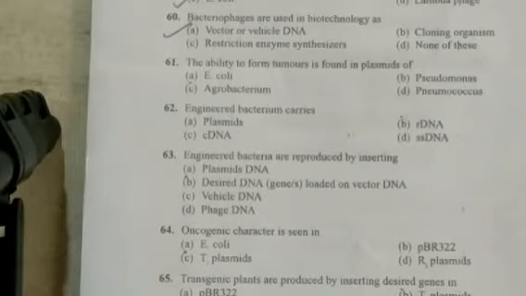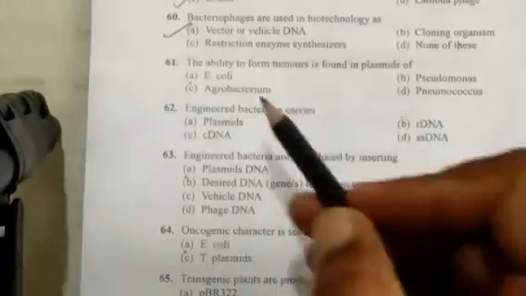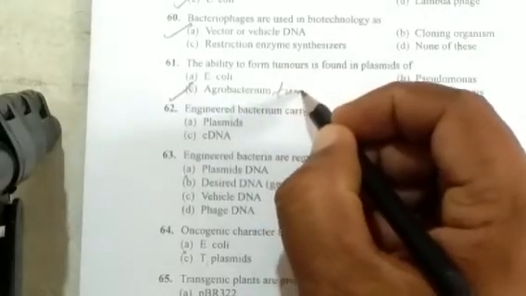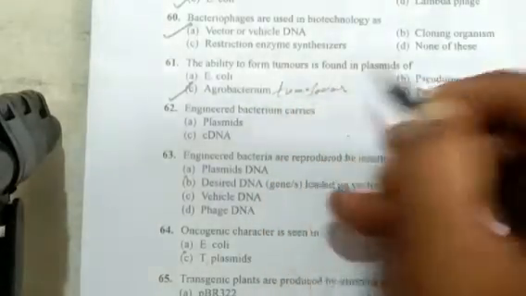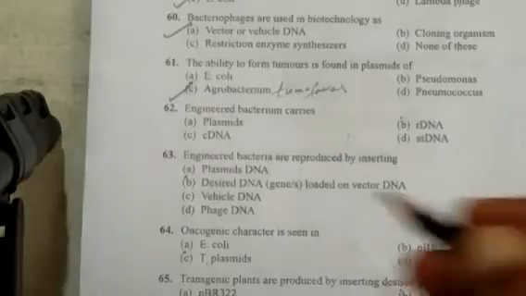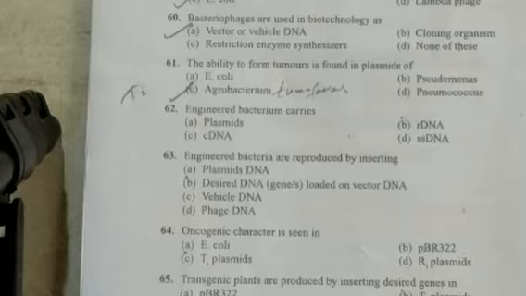Next, the ability to form tumors is found in the plasmid of, you all know, in plants we use this: A, E. coli, B, Pseudomonas, C, Agrobacterium, D, Pneumococcus. You all know that tumors are caused by Agrobacterium. That's why the species is known as tumefaciens. I have told you the meaning of this: tumor formation, tumefaciens. And you all know very well which plasmid this Agrobacterium has. Of course, correct, the Ti plasmid. What do you mean by Ti? The Ti is nothing but the tumor-inducing plasmid. And this bacterium is also known as the natural genetic engineer. Remember all these extra points so that questions can be framed based on them also.